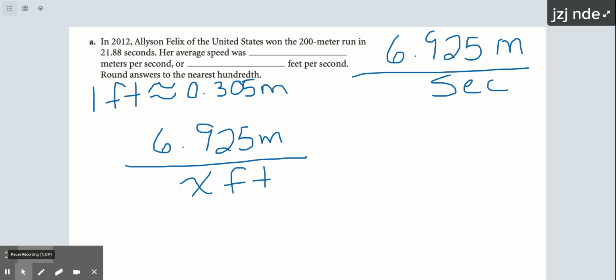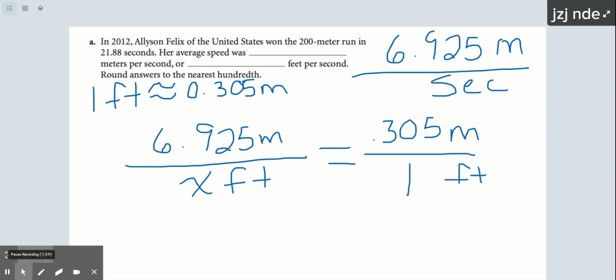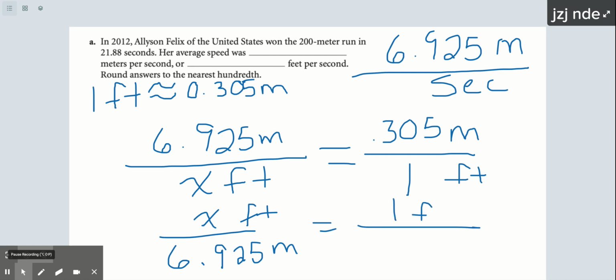To help me with that, I know I've got meters in the numerator, so I'm going to put meters in the numerator here and feet down here. And I know that 0.305 meters is the same as 1 foot from that conversion factor that they gave me. There's lots of different ways to solve this. I find that generally people find it easier if we put the variable in the numerator. So if I take the reciprocal of both sides, then I end up here.